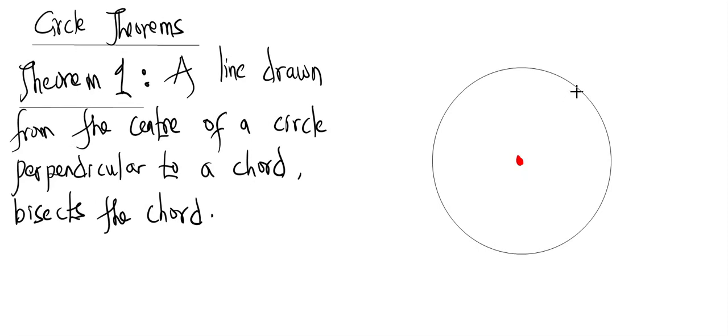So let's say we have a chord and we draw a line from the center of the circle to meet the chord at that point. The line drawn from the center of the circle to meet that chord must first be perpendicular to that chord. That is, it must make an angle of 90 degrees to that chord, and also it will divide the chord into two equal halves, and that's a bisector. That's theorem 1.